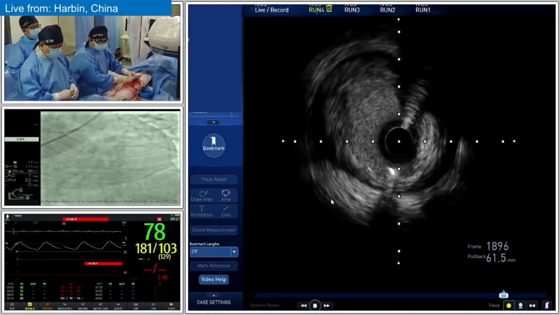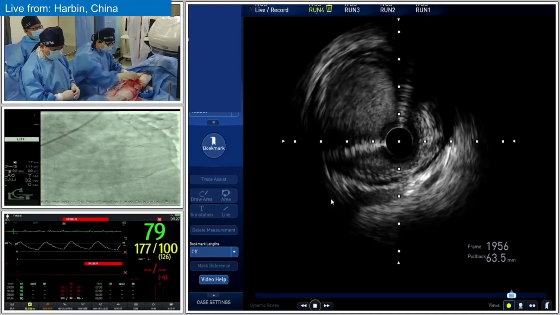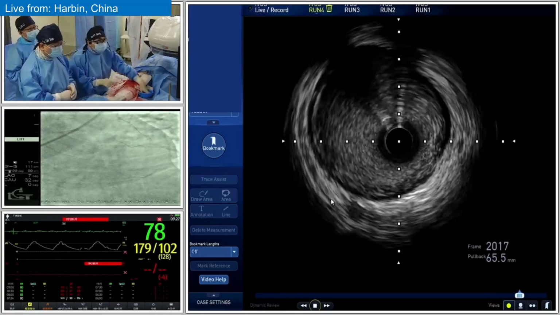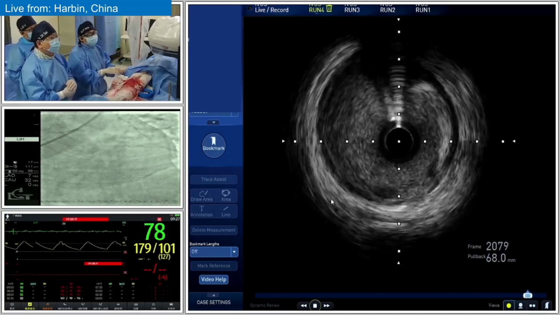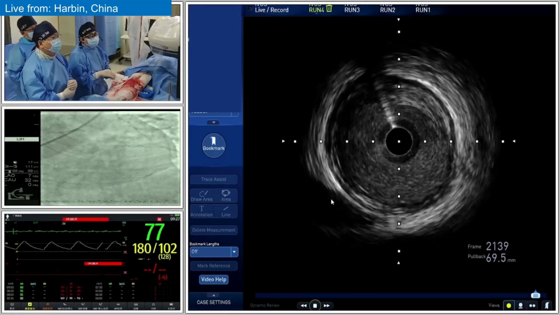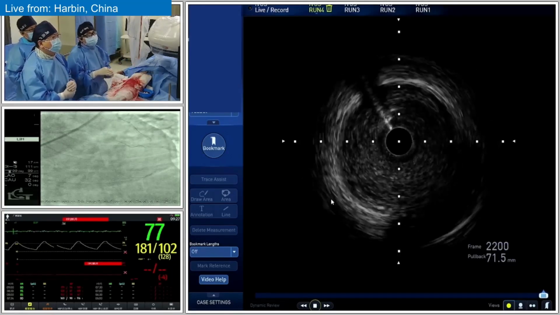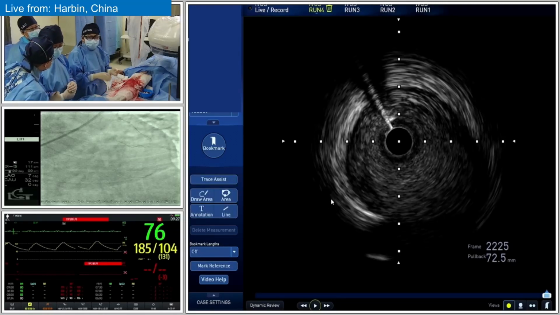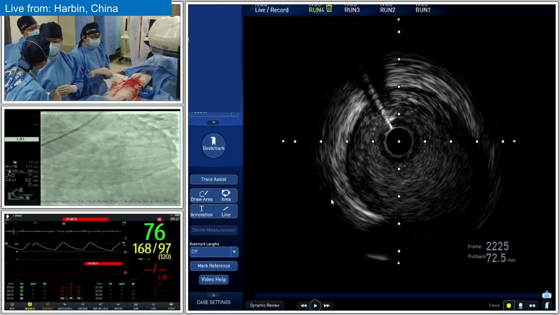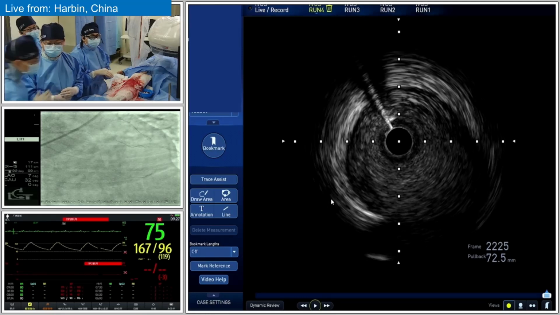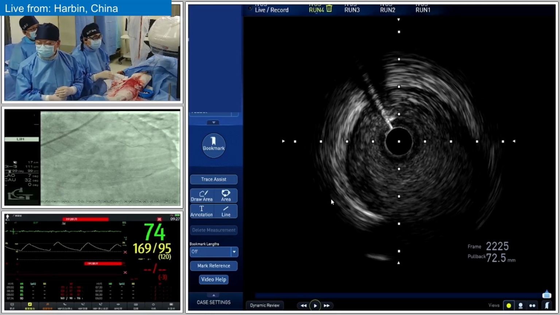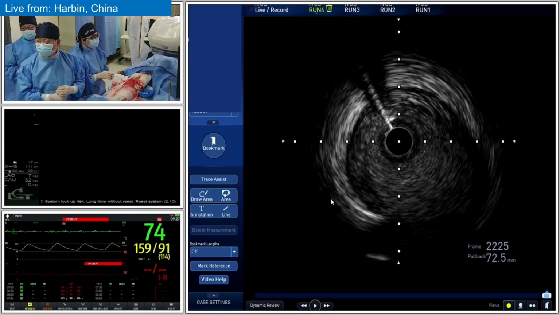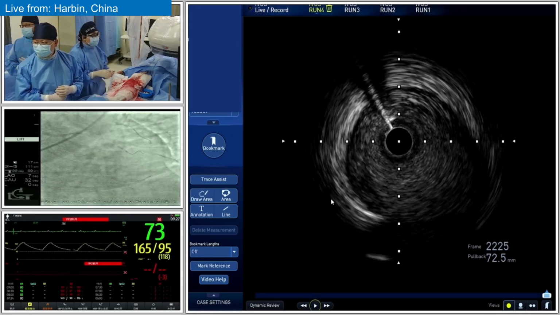So because the plaque is fibrous, that's why you choose the cutting balloon to pre-treat the lesion, right? Yes, they are very heavy, like a burden, fibrotic. 2.5. 2.25 or 2. 2.25 is also okay.